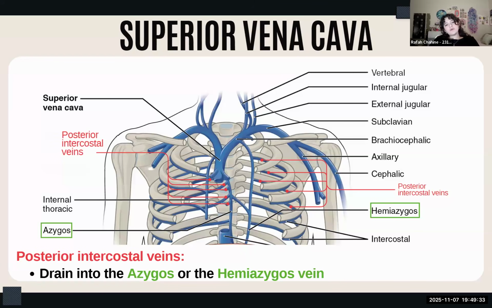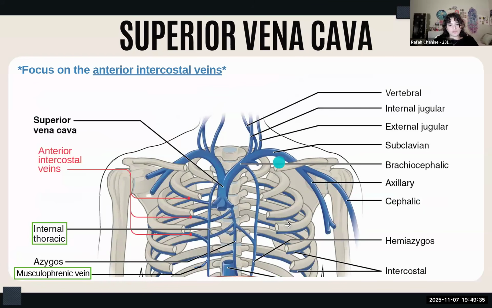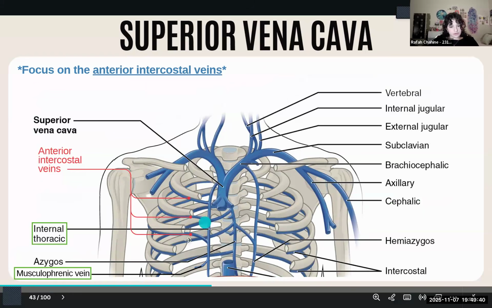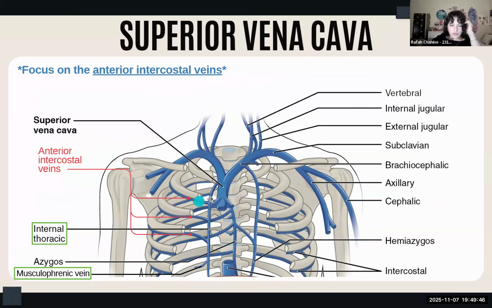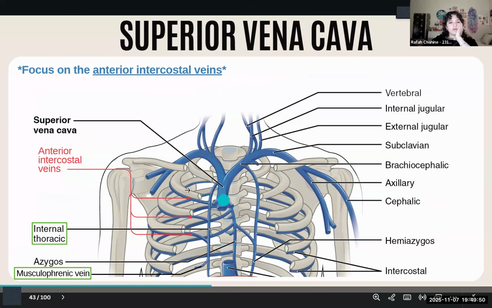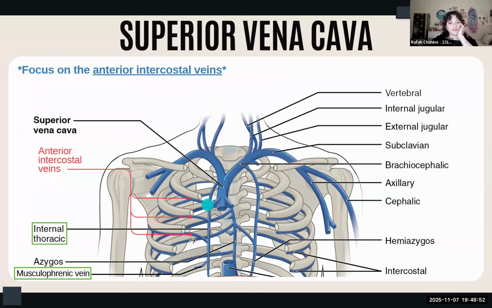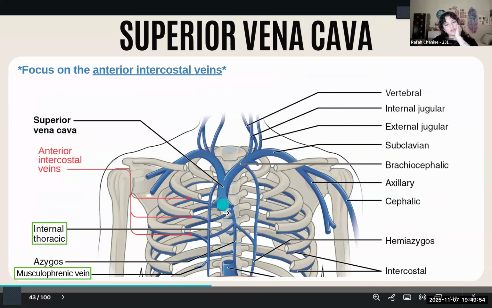Okay. Now we're going to move on to the anterior intercostal veins. Now we're looking at the ones that, again, have a red point on them. These are the ones that are anterior, okay? Just like we had in arterial supply, we also have an internal thoracic vein here, okay? Now this internal thoracic vein is going to drain into the superior vena cava. And all the anterior intercostal veins are going to drain into it and eventually drain into the superior vena cava. And just like arterial supply, we also have this musculophrenic vein, which is going to drain into the internal thoracic, and eventually drains into the superior vena cava.